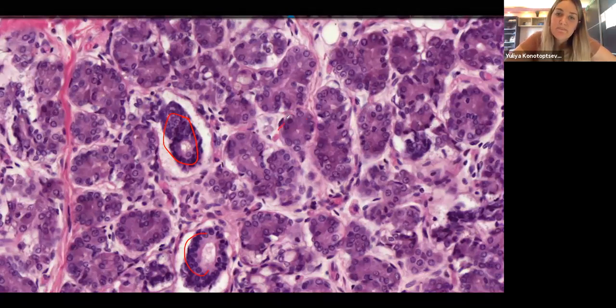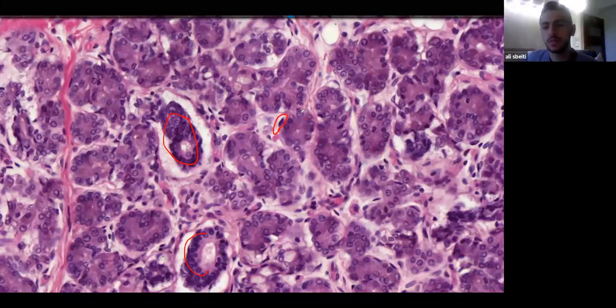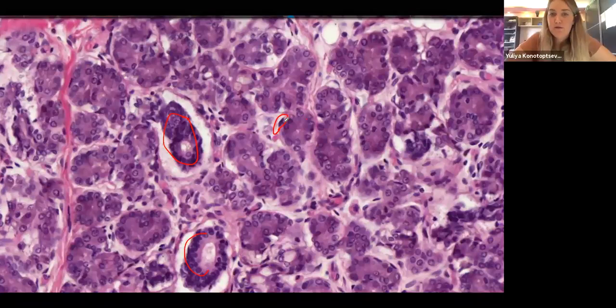What is this? Myoepithelial cell. Perfect. This is a myoepithelial cell. Very good example of it, right? So sitting right on the top of the serous acinus, this is a myoepithelial cell. It helps to push the secretions out, right?